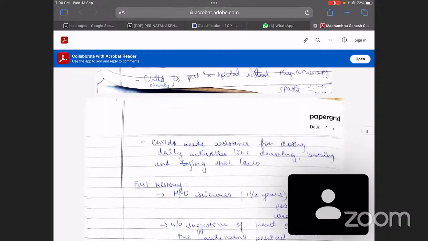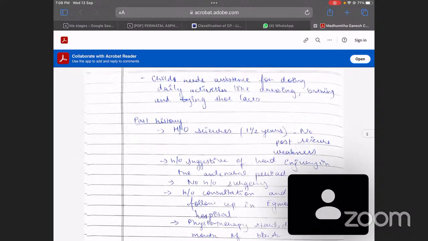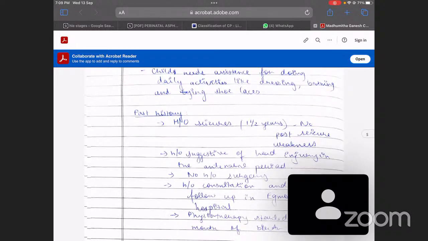So the child is put in a special school, and physiotherapy is started for the child. The child needs assistance for doing daily activities like dressing, bathing, and tying shoelaces. This is important to elicit in the developmental history, because we need to know what the child can independently do and what the child needs assistance with.